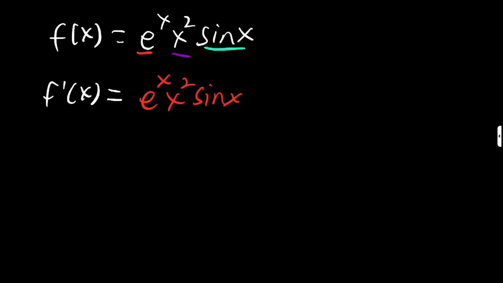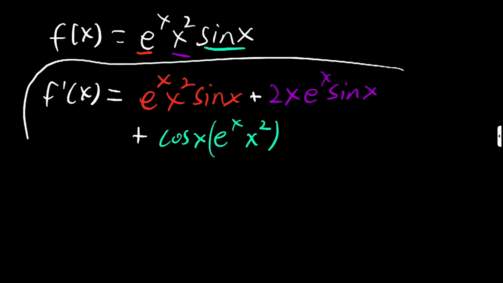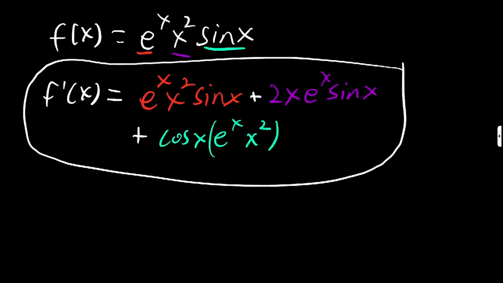Of course, we have a plus. Next one, take the derivative of x squared. So it's just going to be 2x e to the x sine x. And then the last one is just take the derivative of sine x and tag the other two along. So cosine x e to the x squared. And I'll write it like that just to make it very clear. And that's it, guys. That's all you need to do. It's very quick and very easy.